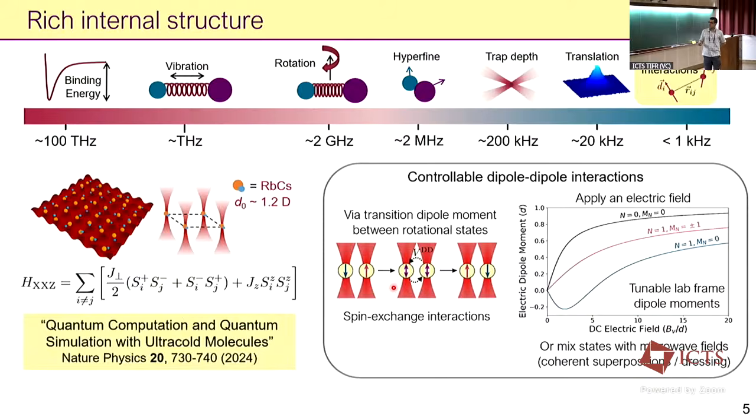And so these interactions together give this well-known XXZ Hamiltonian of quantum magnetism. Okay? And this is the basis then for engineering entanglement or for doing quantum simulation. So the idea is you prepare arrays of molecules and use this interaction to engineer the Hamiltonian you're interested in.